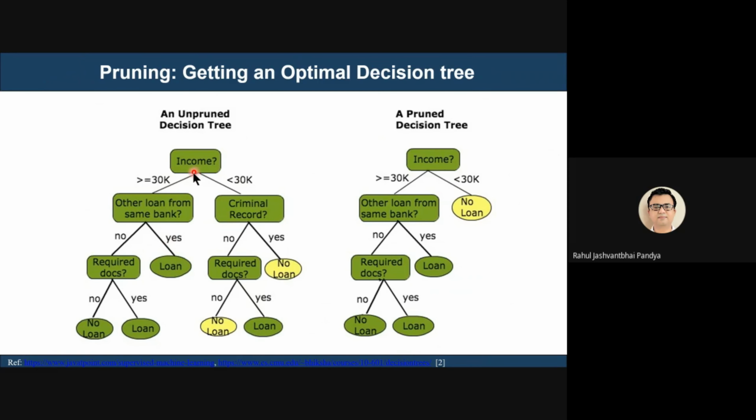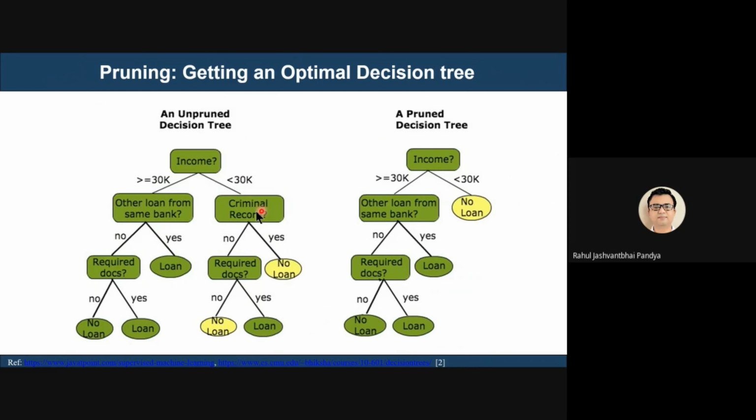Let's say a person, if his income is greater than 30,000, is he looking for a loan from the bank? Yes, then he gets the loan. No, then it is further divided into sub branches, correct? And then further it's divided into sub branches. Similarly, you can see if there is a criminal record.